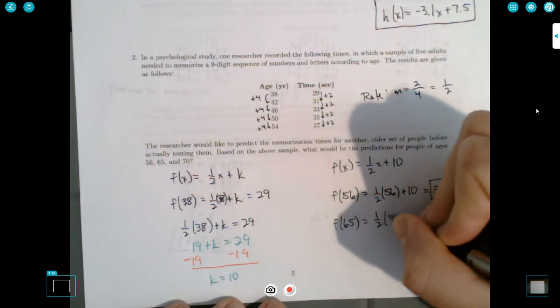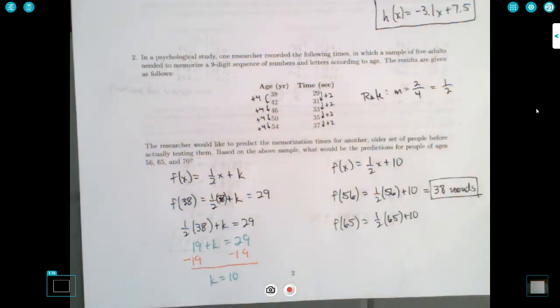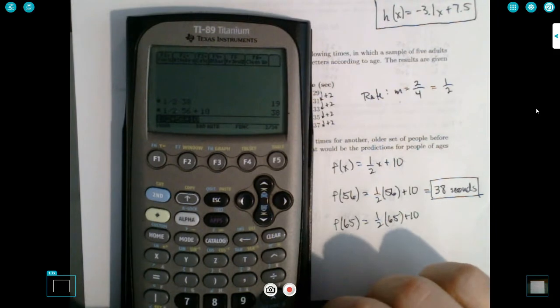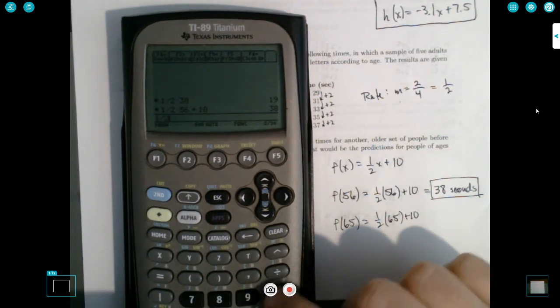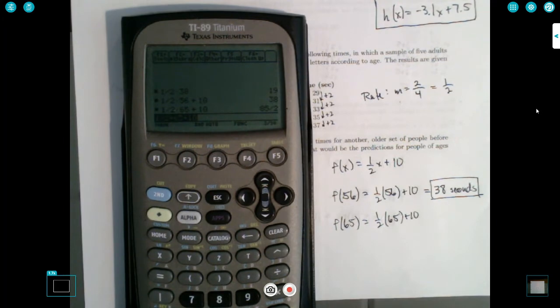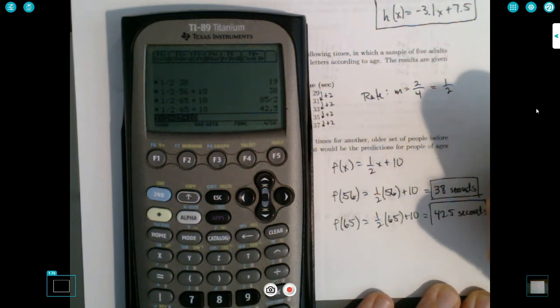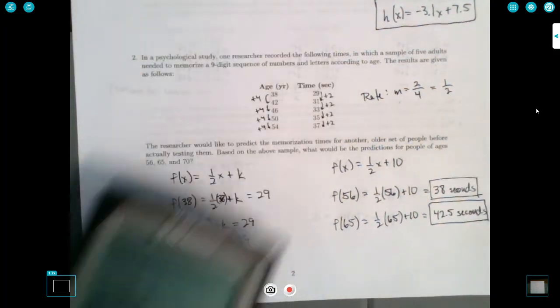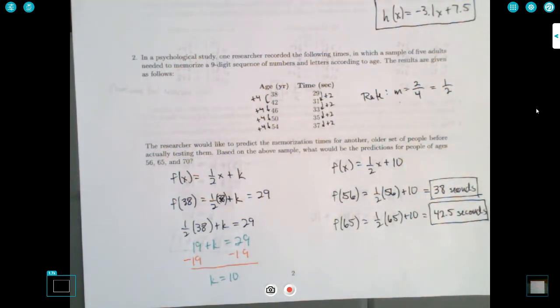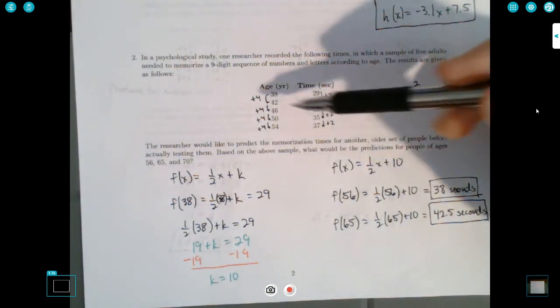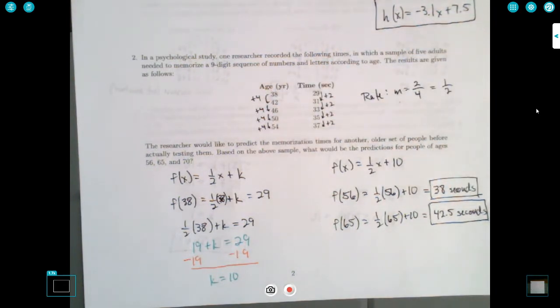That would be 1/2 times 65 plus 10. That's 85 over 2. And let me change that to a decimal. So 42.5. So we would expect it to take them 42.5 seconds, right? See, and this is the power of modeling, because it allows you to make predictions when you don't have data. And maybe those predictions end up being wrong, but at least they're closer than just a wild guess, right?